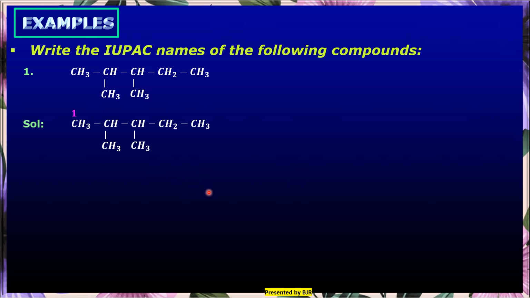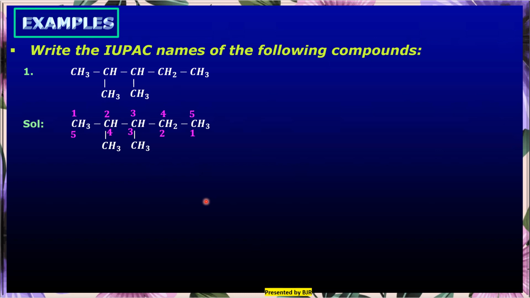So this is the parent chain. After selecting the parent chain, we have to give the numbers to the carbon atoms in the parent chain. First, here I am numbering the chain from left to right, 1, 2, 3, 4, 5. Similarly, I will do the numbering from right to left also. Which one is correct? To know this, just now we have discussed two rules.